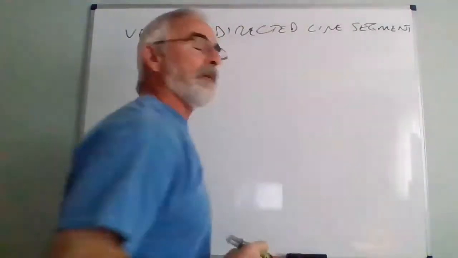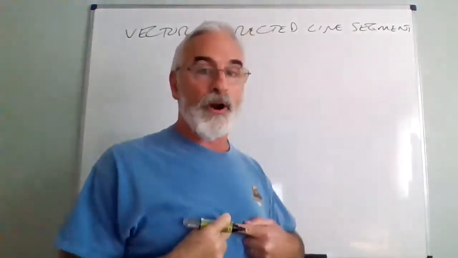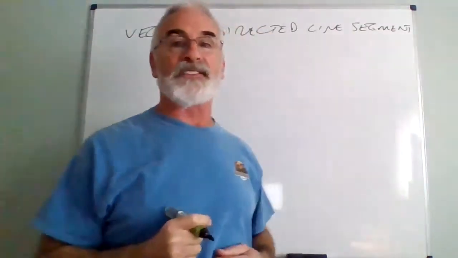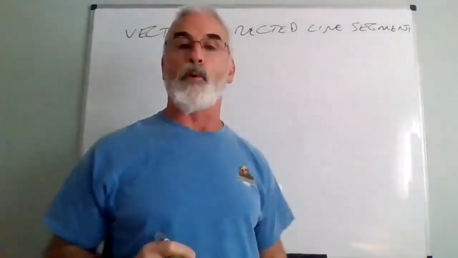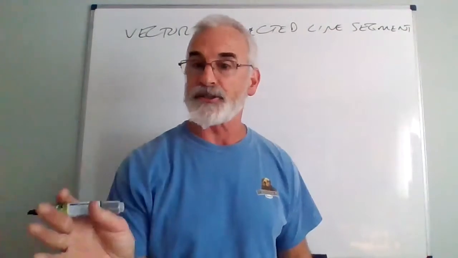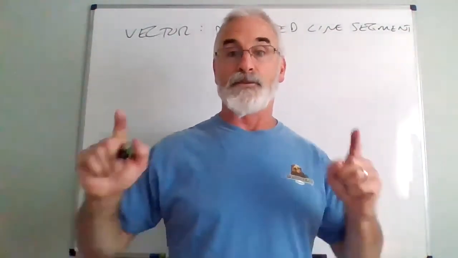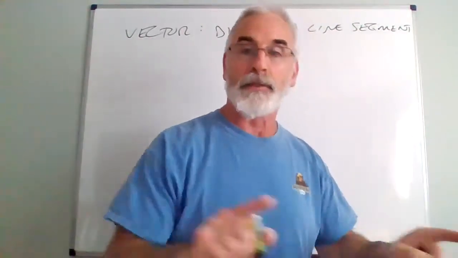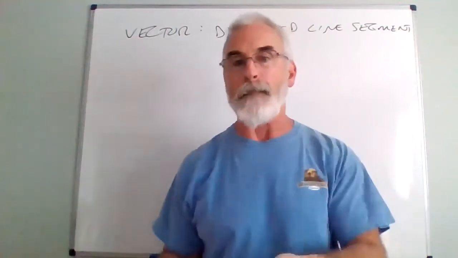The line segment implies that it is finite, but the direction matters, because if I start here and I go 100 feet in that direction, that's different than starting at the end and coming 100 feet this way. That would be a vector pointed in the opposite direction. So direction matters. So there's only 2 things about a vector: direction and length. Okay? The word we use for length generally is magnitude.